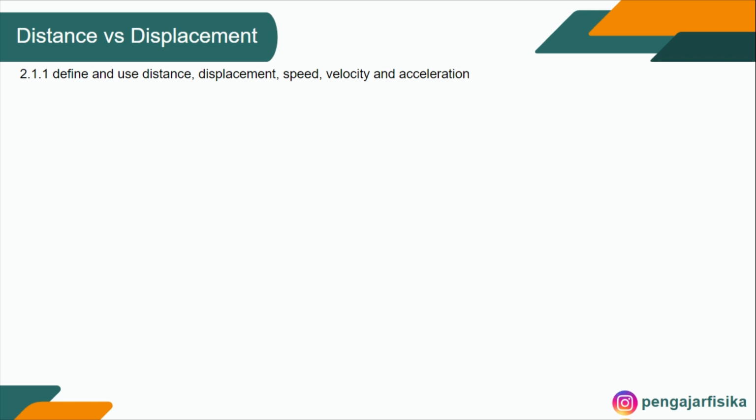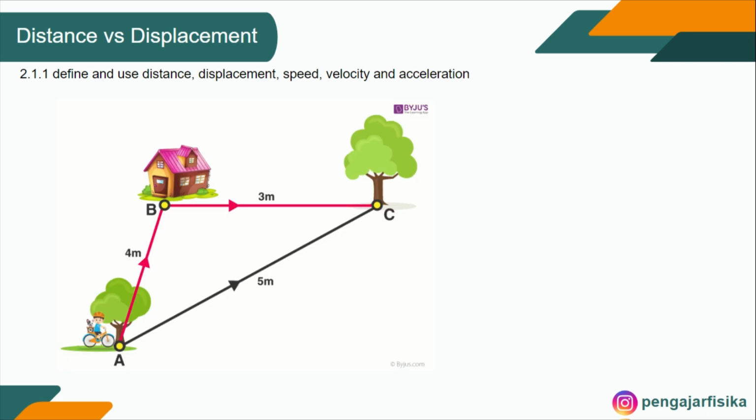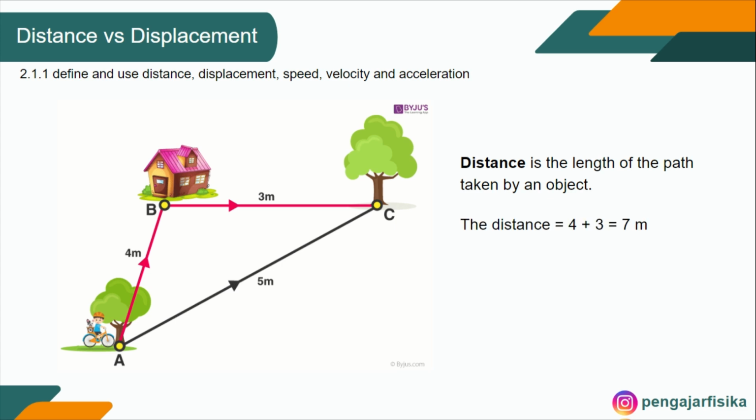The first learning objective is to define and use distance, displacement, speed, velocity, and acceleration. In this section, we will define and distinguish between distance and displacement. Consider a boy cycling from point A to point B and then to point C. Distance is the length of the path taken by an object. So the distance is the total length of the path traveled by the boy without considering direction. Therefore, the distance of the boy is 7 meters.